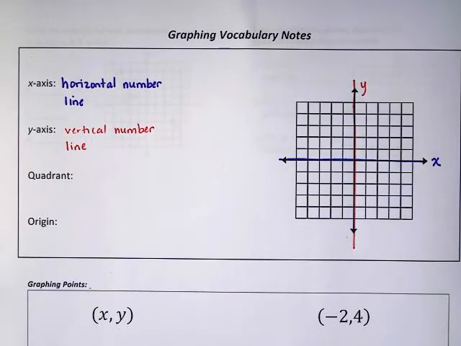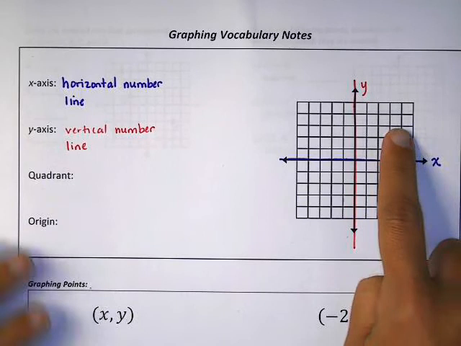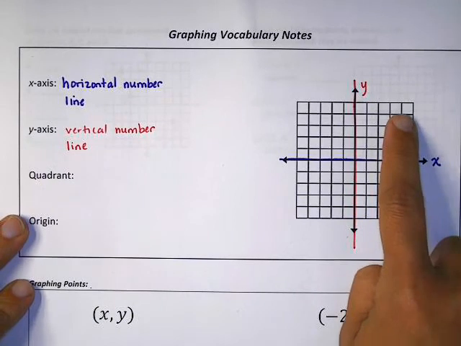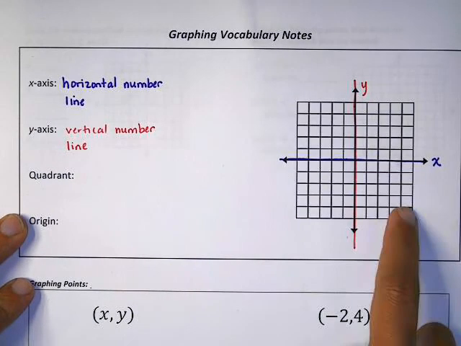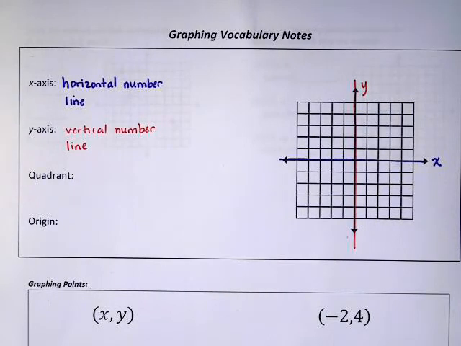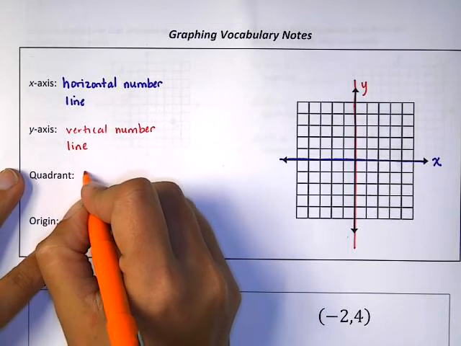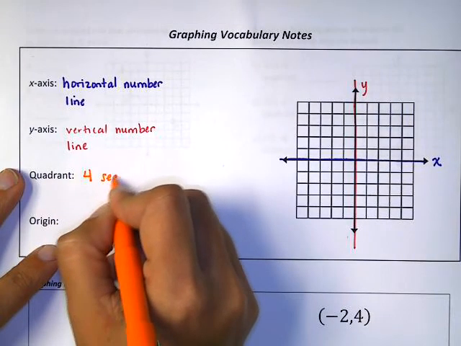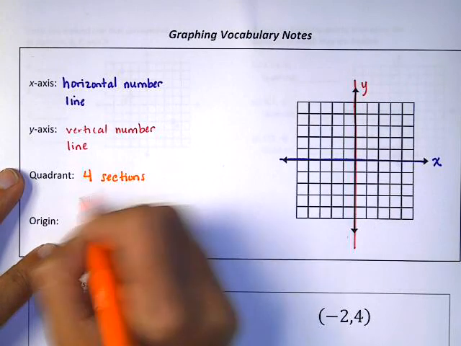When we look at a graph and we use the x and the y-axis to divide the graph into sections, we see that there are four main areas. There's the upper right, upper left, lower left, and lower right. We call each of those areas a quadrant. So when we look at this graph, we say that there are four quadrants. These are the four sections of the graph.